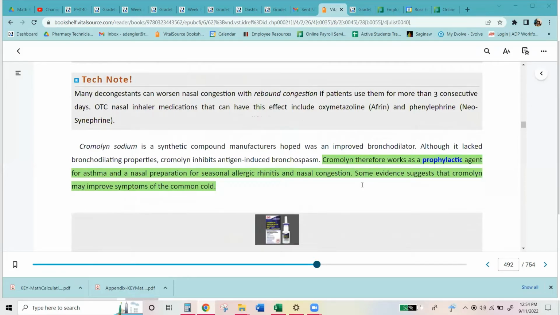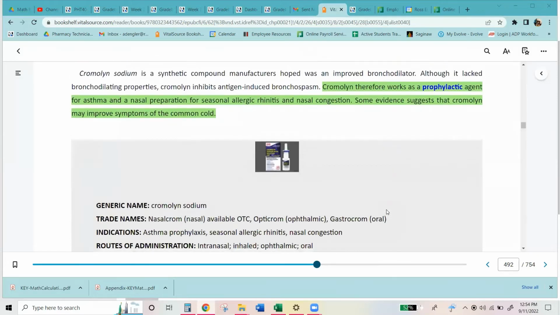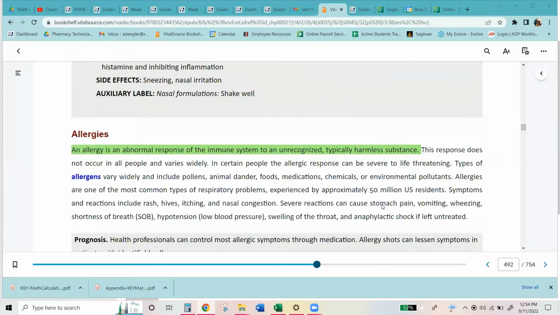Cromolyn sodium is a synthetic compound manufacturers hoped was an improved bronchodilator, although it lacked bronchodilating properties. It inhibits antigen-induced bronchospasms. Cromolyn therefore works as a prophylactic agent for asthma, and in a nasal preparation for seasonal allergic rhinitis and nasal congestion. Some evidence suggests that it can help improve symptoms of the common cold.